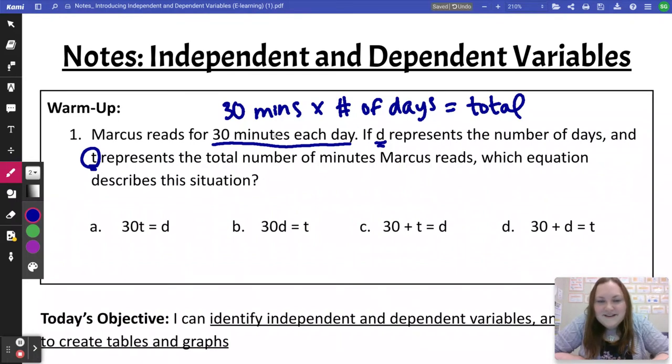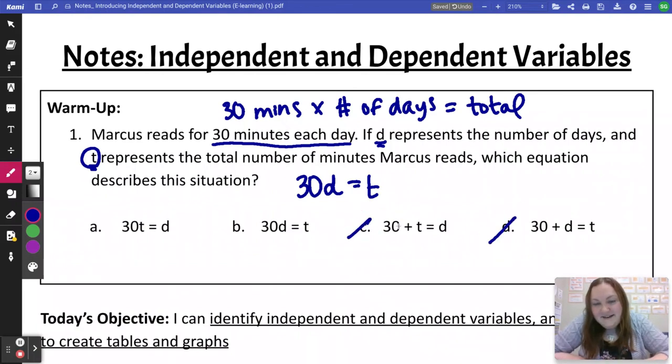So all I've got to do here, if I switch out those words I was using with those variables, I'm looking for 30 times the number of days, and we're told we're going to use D to represent the number of days, would equal that total number of minutes he's read, and we're told T over here represents the total number of minutes. So we get 30D equals T.